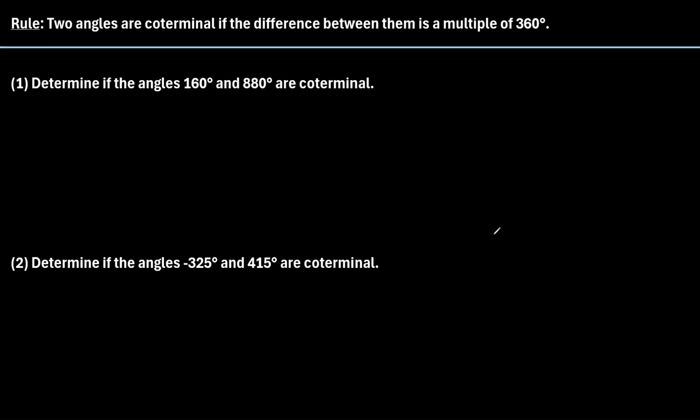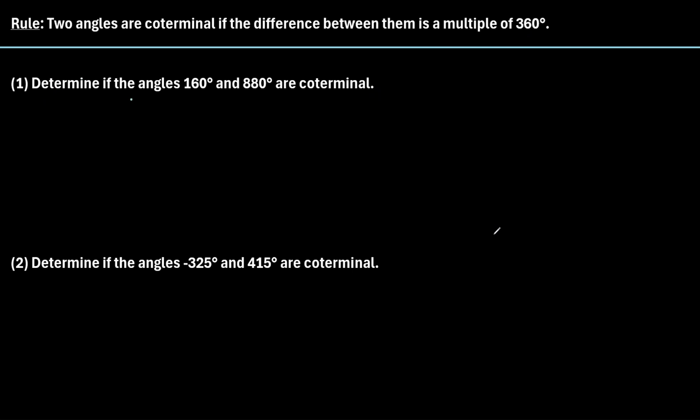In this video, we will talk about how to determine if two angles are coterminal. So here's the rule of thumb. Two angles are coterminal if the difference between them is a multiple of 360 degrees. So let's check out a couple examples of how to use this rule of thumb.